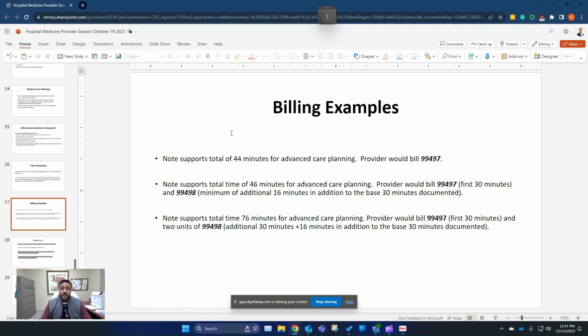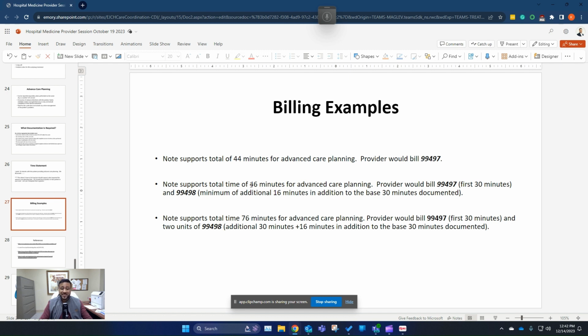So here's an example. If you spend 44 minutes going over advanced care planning, you would only bill a 99497. And why is that? Because I had mentioned that if you spent 16 minutes with the patient, you would qualify. So in this case, it's from 16 to 30 minutes. So if you spent the full 30 minutes, you would then bill the 99497. But you can't bill a 99498, which is an additional 30 minutes, because you have to spend at least a minimum of 16 minutes to then add that next code. In this case, you spent 30 minutes with the patient and then only 14 extra minutes on top of that 30-minute mark, which is why you can only bill the 99497.